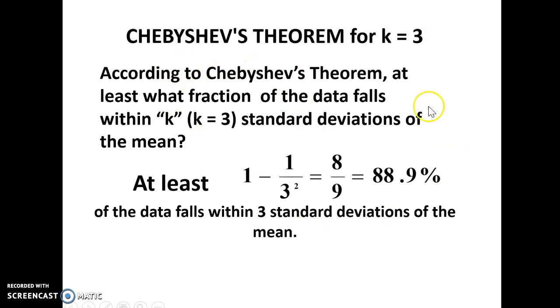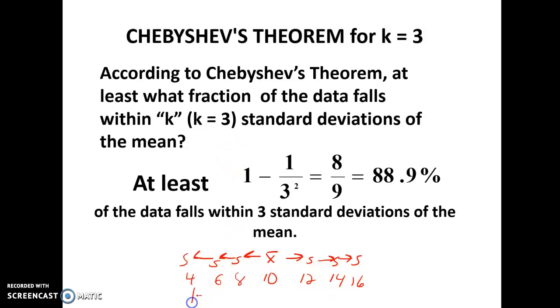Same idea. Again, you don't have to worry about the proof of this. You do need to know the 88.9% and 3 standard deviations. So if we stay with our same concept, you add 3 standard deviations, and then you subtract 3 standard deviations. We'll just take our numbers of 10 and 2 as a standard deviation. So you add up 2, 2, 2, and then you subtract down 2, 2, and 2. So that means that 88.9% of the data falls in between 4 and 16. That's what Chebyshev's theorem is.